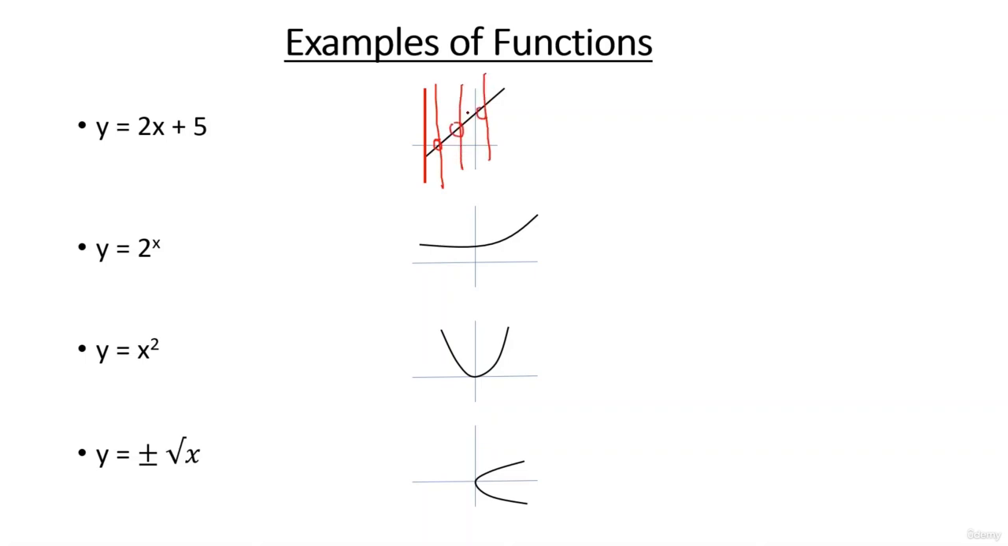Okay, wherever the line intersects the graph, the red line, it will meet the graph at only one point, right? That means for one value of x there exists only one value of y. That is why this is going to be a function, right? Same thing you can check for the other one, guys, y equal to 2 raised to x.